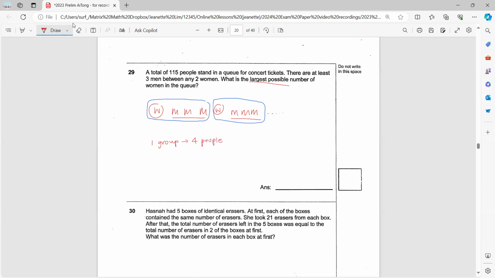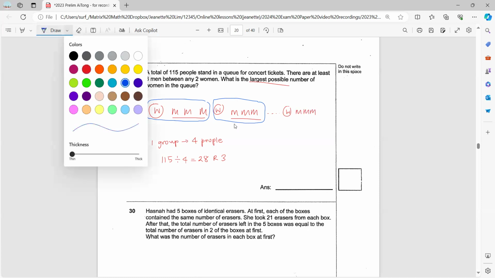So if there are 115 people, how many groups are there? We take 115 divide by 4. This will give us 28. If you do your long division, you get 28, remainder 3. So 28 means that every circle in blue represents one group. There are 28 groups. So at the end of the 28th group, this is the 28th group.